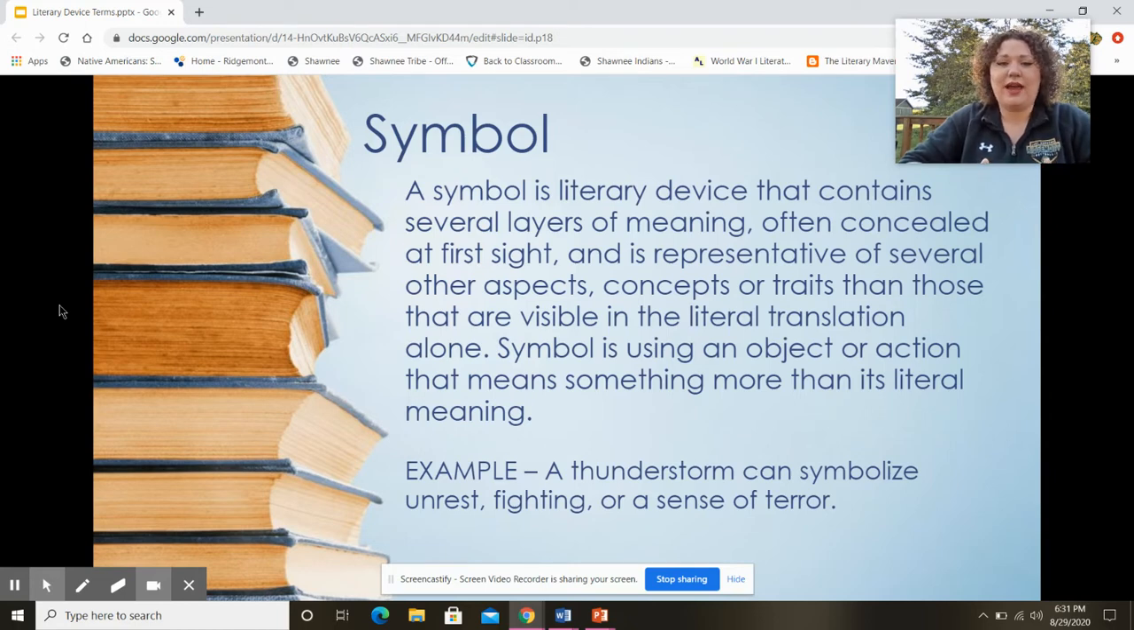So a symbol, it could be a character, it can be a setting, it can be just an object or something, or even a song can be a symbol in itself. But whatever that object or action is, it represents multiple things than just its initial meaning and what it is. Okay, so you would have layers. So if we're thinking Shrek here, layers, onion, your symbol should have multiple layers in its meaning than just its initial reaction that you have to it.